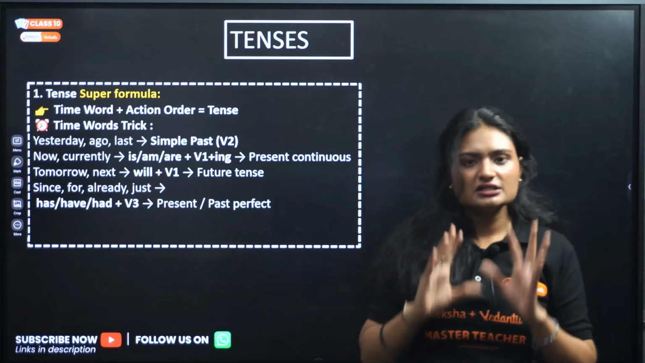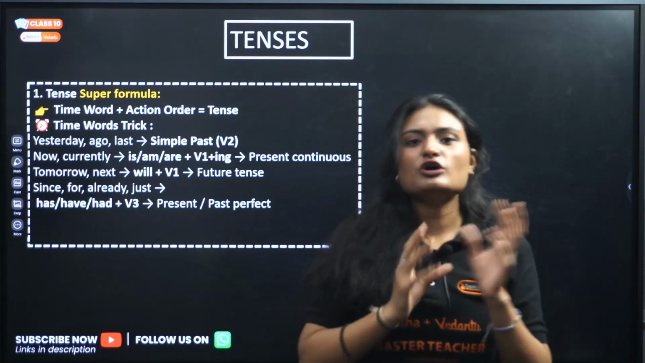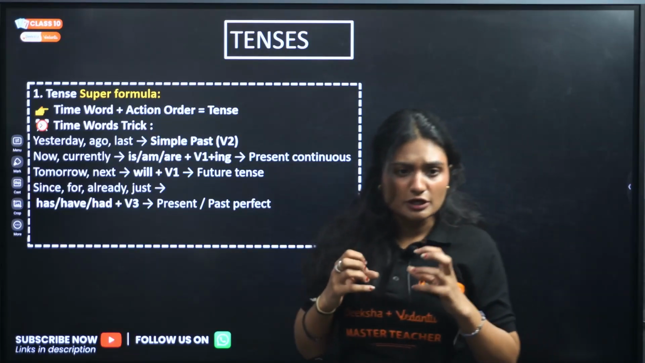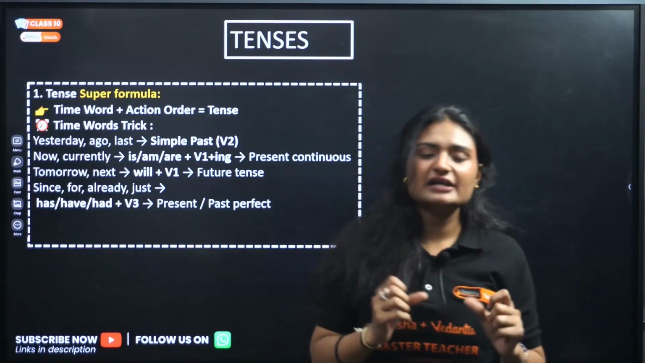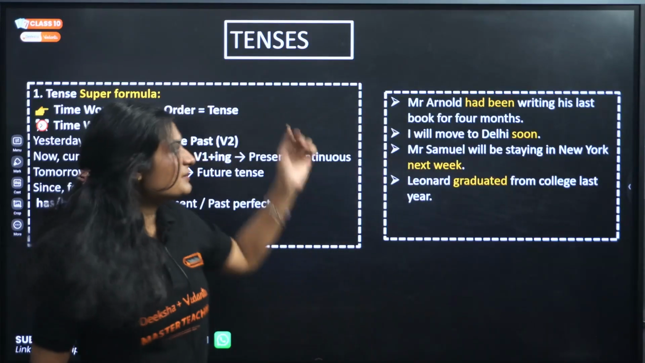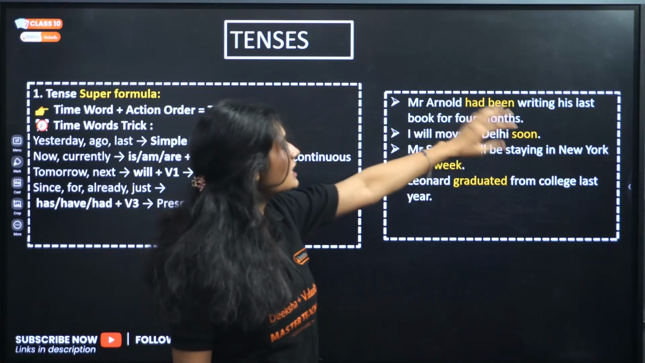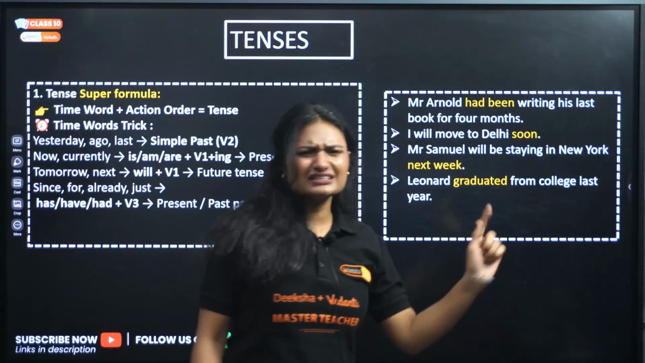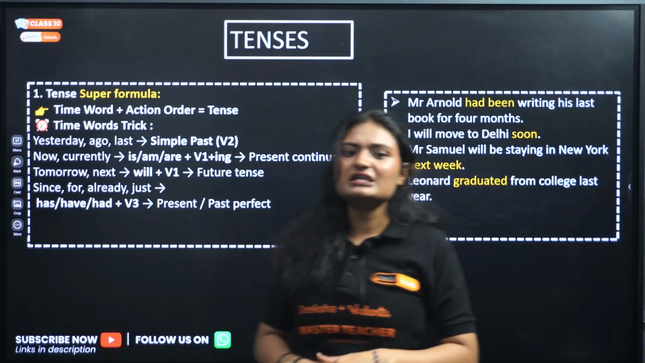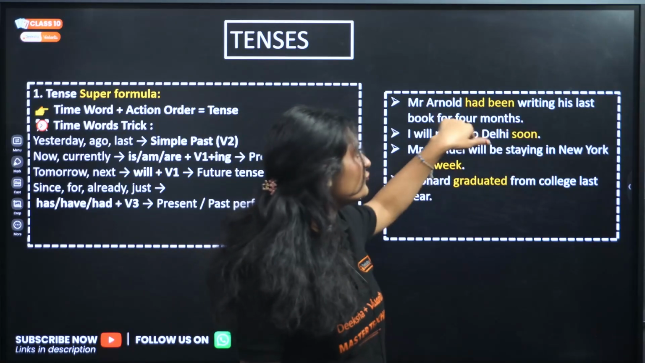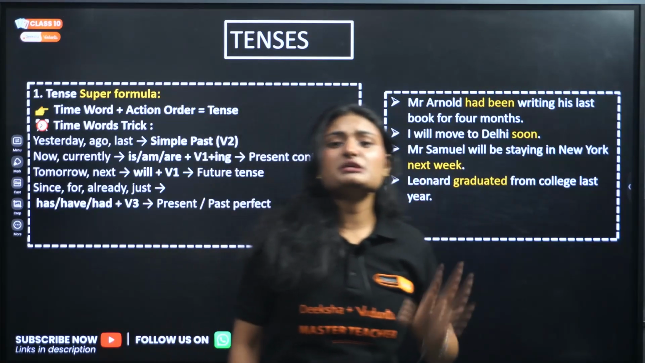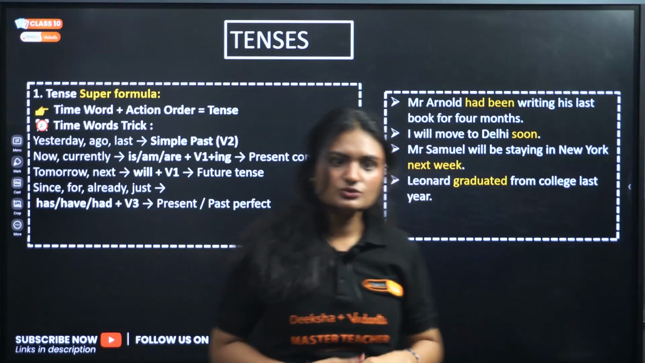And then you have since, for, already, just. Now these come under the present or past perfect. If you have present perfect, then you will use has, have plus verb third form. And if you have past perfect, then you will use had and verb's third form. Okay, now there are some examples here. Mr. Arnold had been writing his last book for 4 months. There is for, and I have told you when for is there, you will use present or past perfect. Now he has been writing his last book for 4 months. The process has been going on from the past. So that means past perfect will be used, had been.